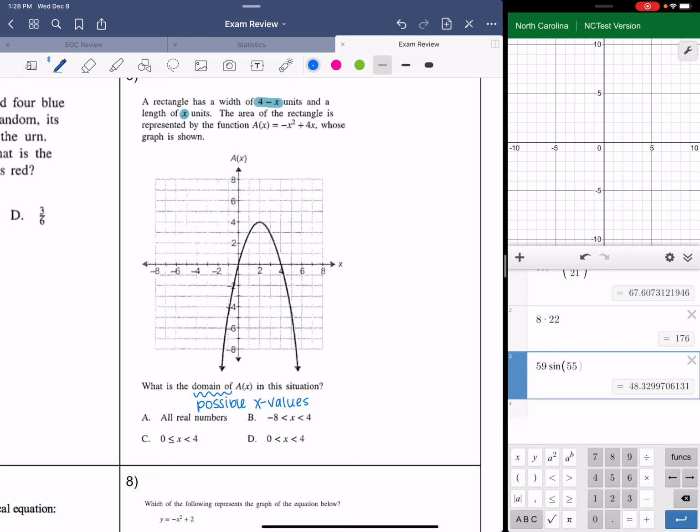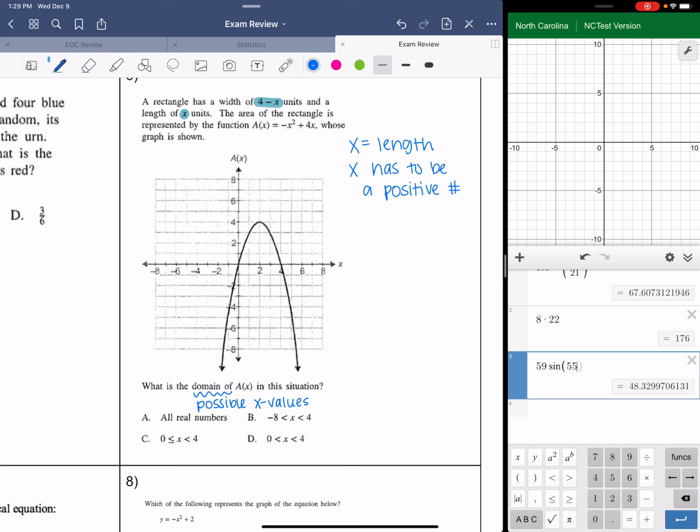So yes, this graph is shown and it has a domain of negative infinity to positive infinity, which is all real numbers. But in this specific situation, x has to be a positive number, because you can't have a negative length. Right? You can't have a negative length of something, and you can't have a length of 0 of something.